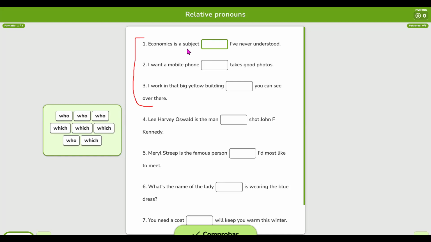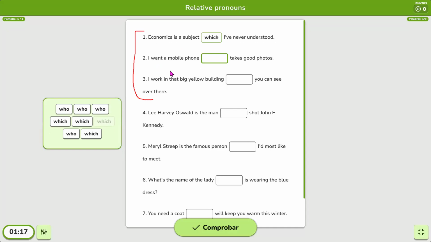Economics is a subject who I have never understand. Yes, okay. It is a subject. A subject is like mathematics because it's economics. It is mathematics, biology, radiology, subject. It is which, something. Number 2, Maria Giselle.